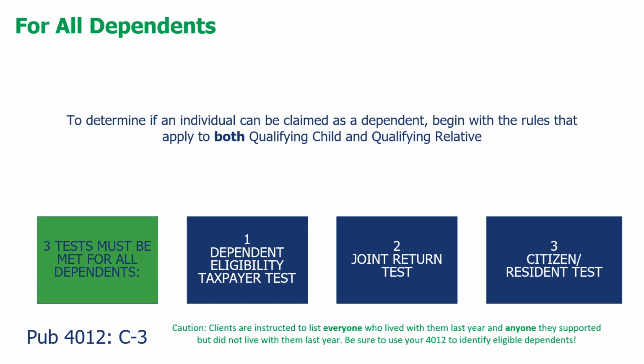The citizenship resident test states that a person being claimed as a dependent must be a U.S. citizen, a U.S. resident alien, a U.S. national, or a resident of Canada or Mexico to qualify.